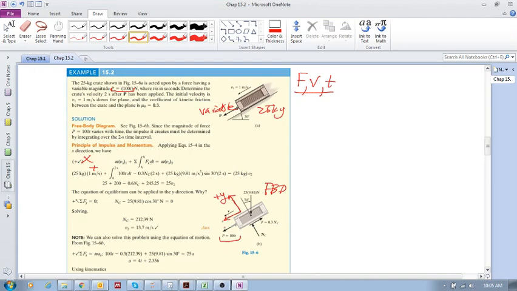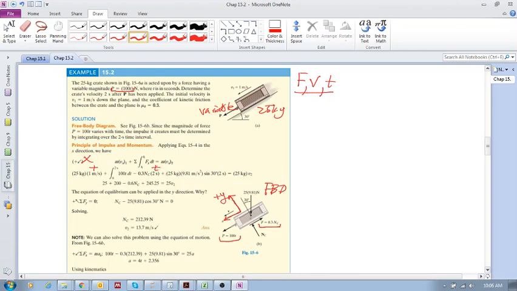Now we need to consider all the forces that apply impulses in the x direction. Does this force apply an impulse in the x direction? Yes, it does. It is a variable force, so it stays inside the integral of 100t dt between 0 and 2 seconds. What about the normal force? No, because it's perpendicular. What about the friction force? Yes, the force is 0.3 times the normal, and it's in the opposite direction, so it's minus 0.3 times the normal times the time.